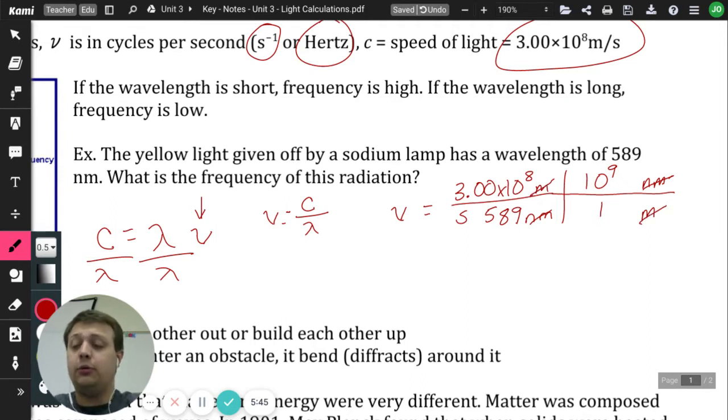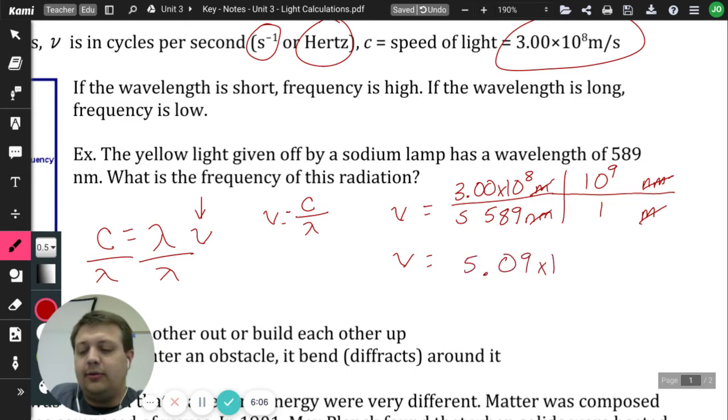So now what we can do is we can actually solve for our frequency. So frequency equals 3.00 times 10 to the 8th times 10 to the 9th divided by 589. Now when we do that, we're going to plug that into our calculator and you'll solve and get 5.09 times 10 to the 14th s to the negative 1. Okay, s to the negative 1 is the same as saying 1 over s. You could also put 1 over s or Hz for hertz. Any of those will work. All right.